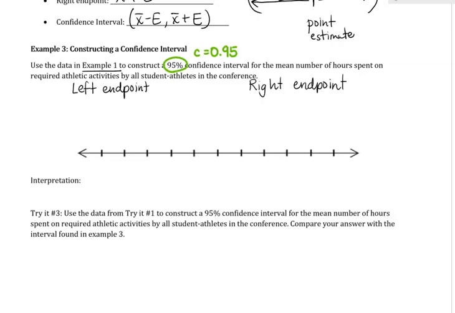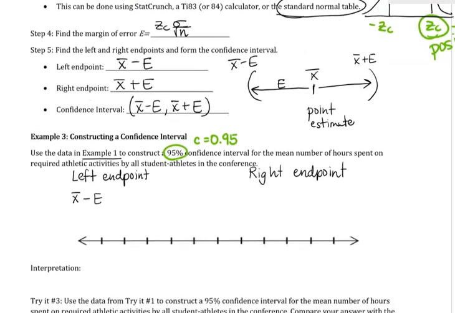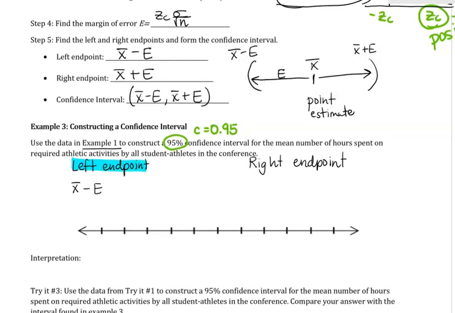So the left endpoint we get from taking x bar, the sample mean, and subtracting the error E. We saw the same formula for the left endpoint up here, moving to the left from the sample mean. And the right endpoint we will get by taking x bar and adding the margin of error. And we're, again, doing this with the data in example 1.